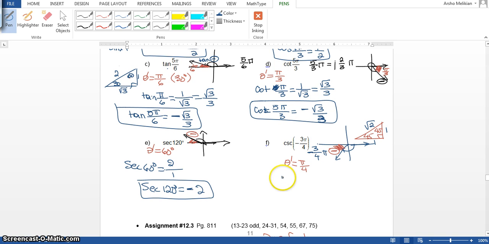So now I have cosecant of pi/4. Cosecant is like sine, which is hypotenuse over opposite. But does it matter which 45 angle you choose? Does not matter. √2/1, meaning the cosecant of negative 3 pi/4 is negative √2/1, or just simply negative √2. And that is how we do that.